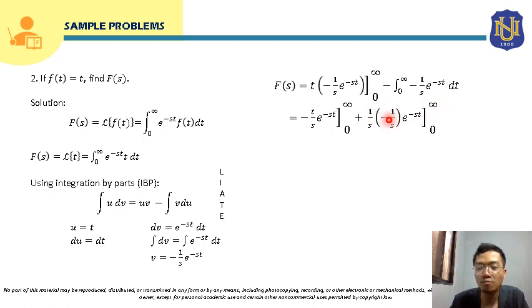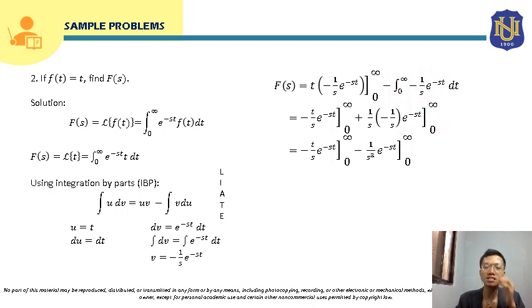So this will now be the integration of this. We will evaluate this from 0 to infinity as well. Simplifying this further, so this is already simplified, we will simplify this one further. This will become negative 1 over s squared times e raised to negative st, and we will evaluate this from 0 to infinity.